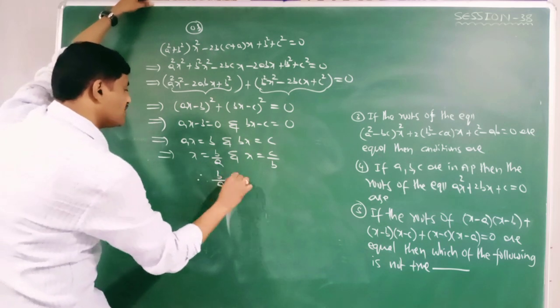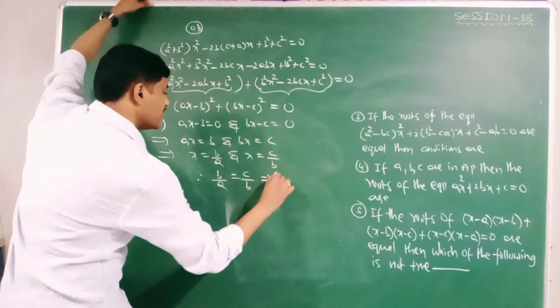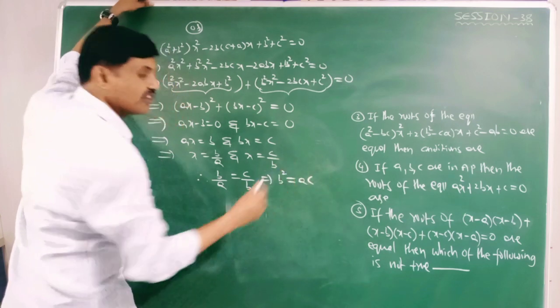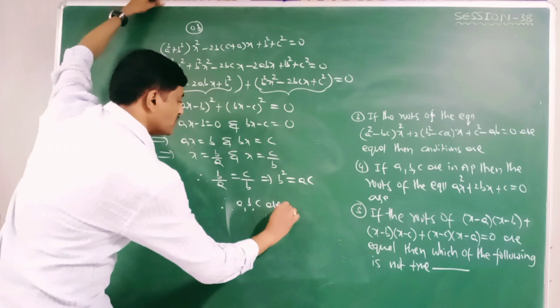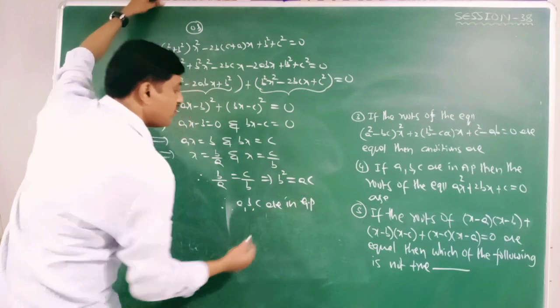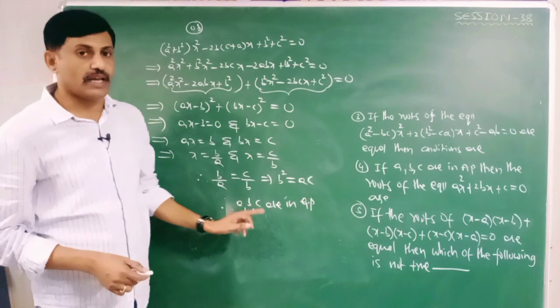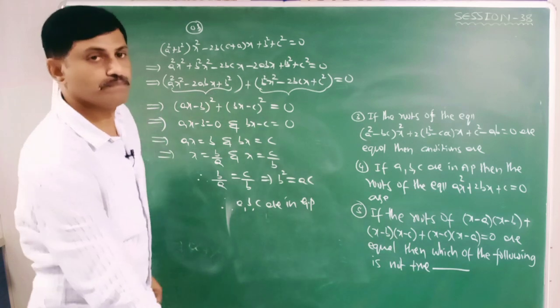b/a = c/b, which implies b² = ac. Therefore a, b, c are in GP: the second squared is equal to first into last. Therefore a, b, c are in GP.